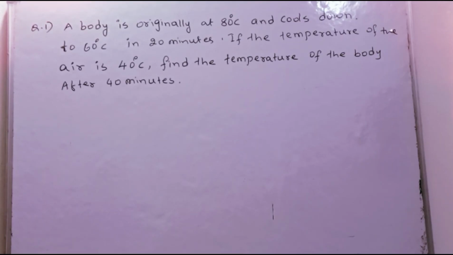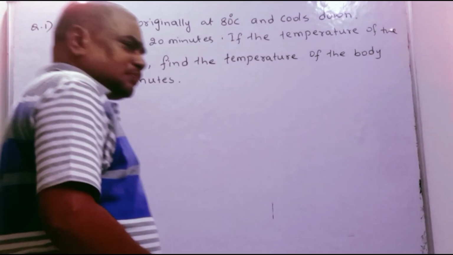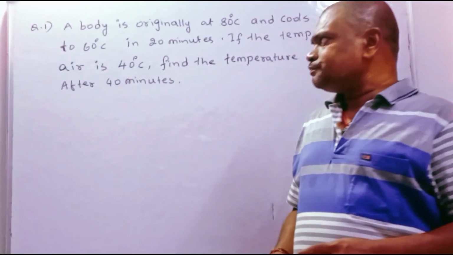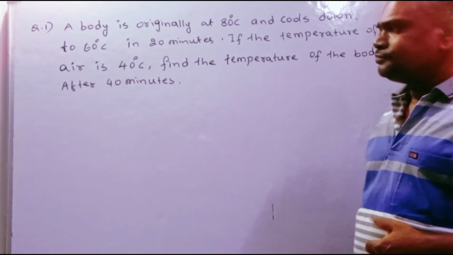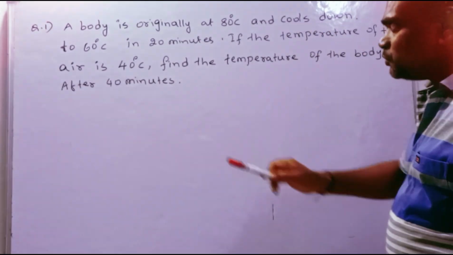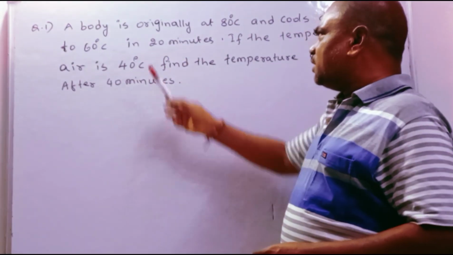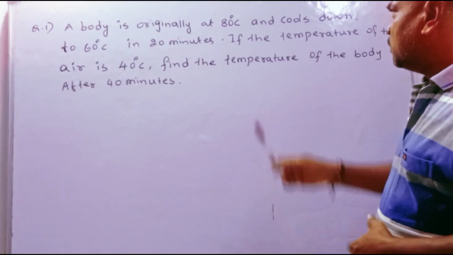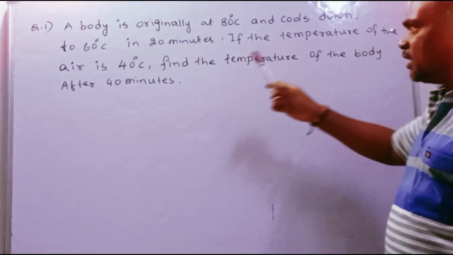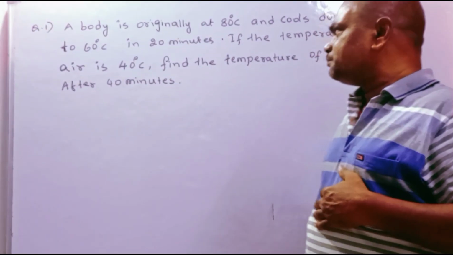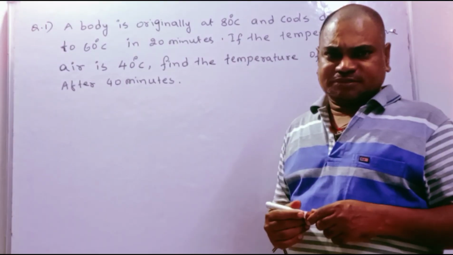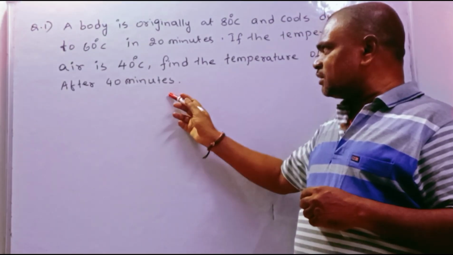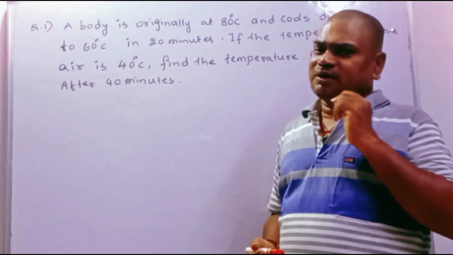Here we have one more problem on Newton's law of cooling. Question number 1. A body is originally at 80 degrees centigrade and cools down to 60 degrees centigrade in 20 minutes. If the temperature of the air is 40 degrees centigrade, find the temperature of the body after 40 minutes.